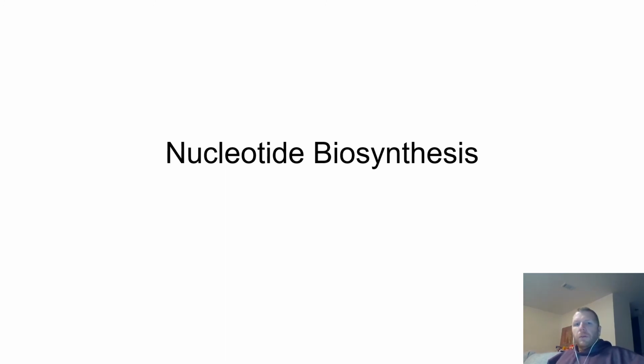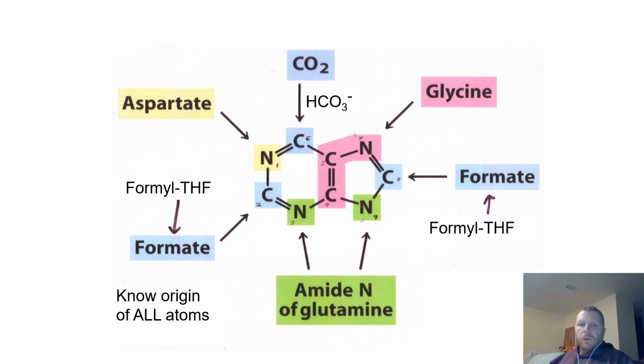Now what we're going to talk about is nucleotide biosynthesis. And we're going to break it down a little bit so that we start out with, well, our purines versus our pyrimidines. The first thing that you need to remember is that your pyrimidines are going to be your C and T, whereas your purines are going to be your A and G. So what we're going to do is start out with our purines.